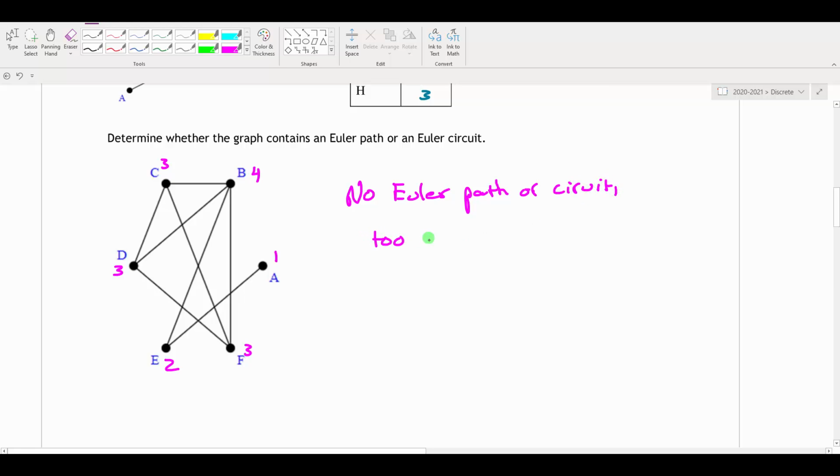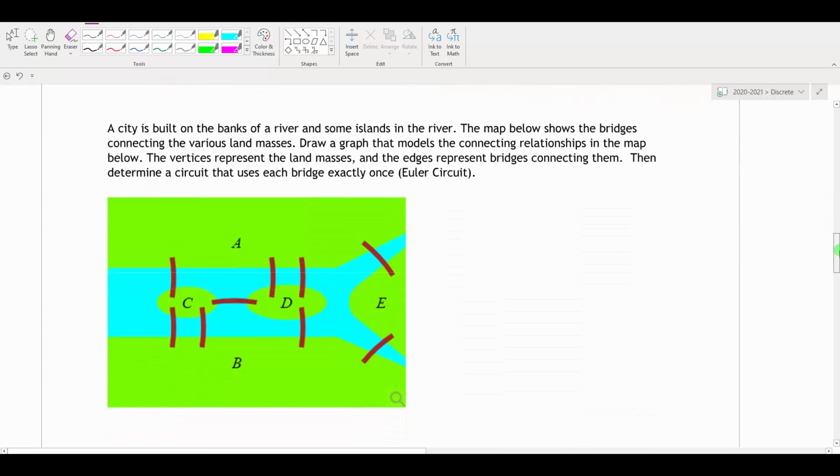And the reason is too many odd vertices. Okay. All right. So let's go to the next one here.